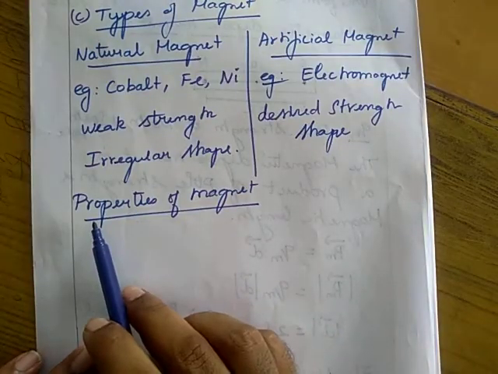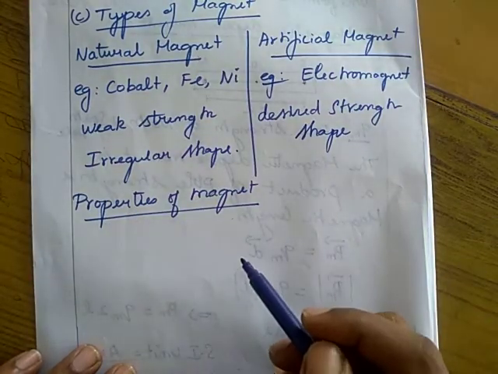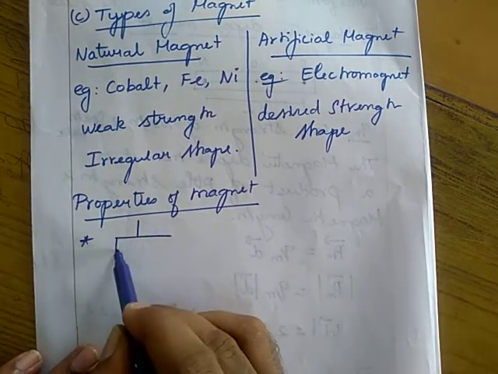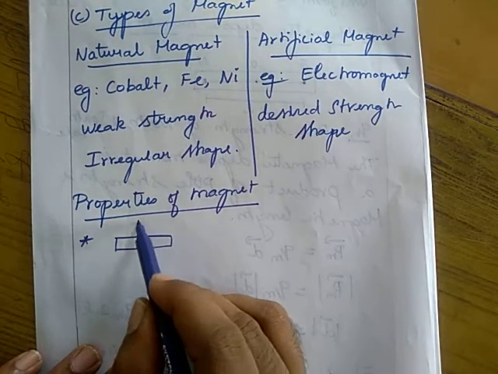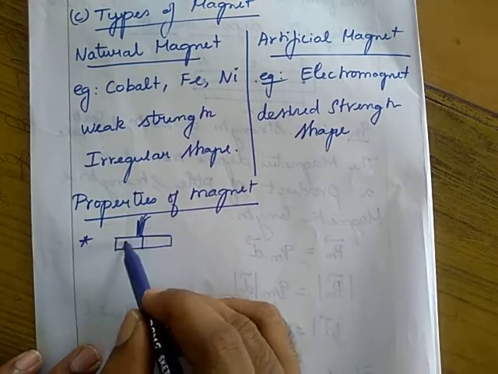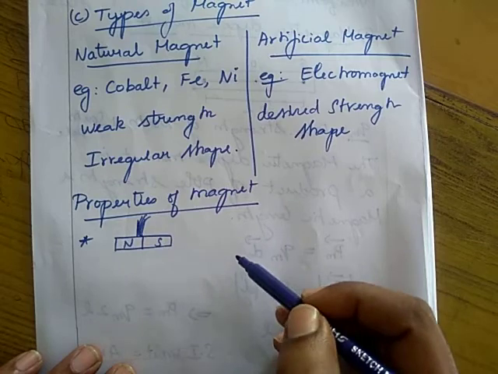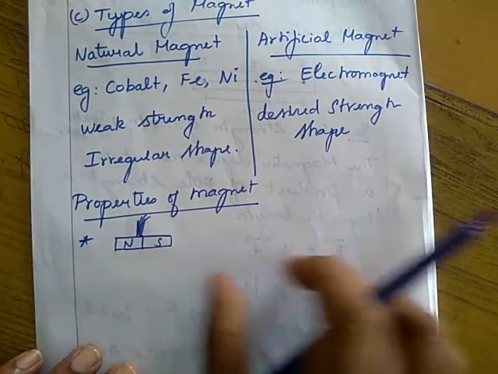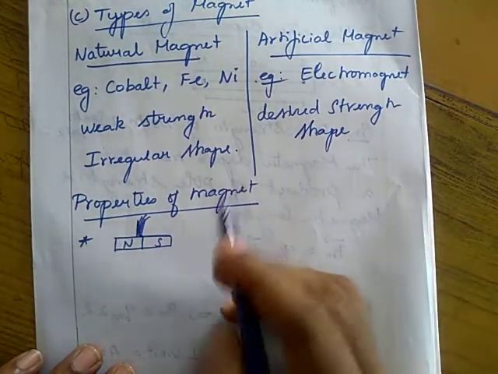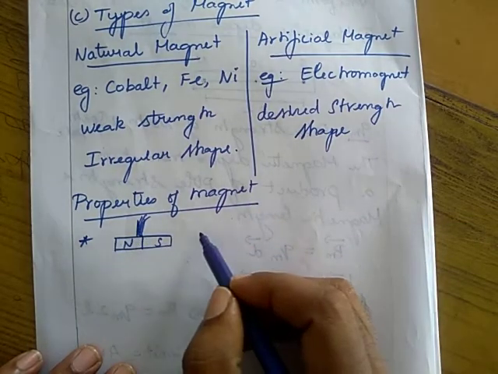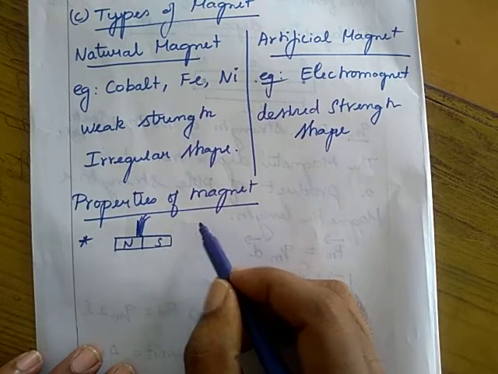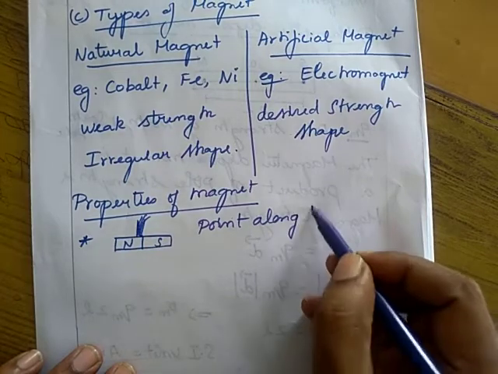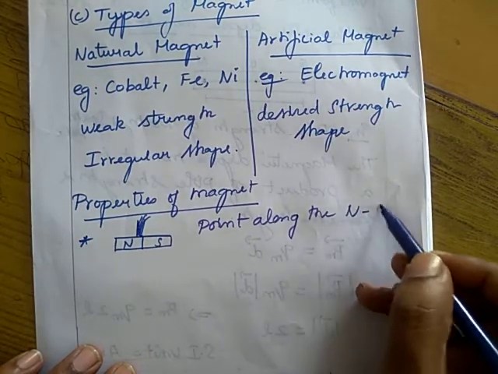Here we see the properties of a bar magnet. Here the first property: if a bar magnet is suspended at a point, it comes to rest and points along the north-south direction. Listen, if we suspend a bar magnet, it comes to rest and points along the north-south direction.